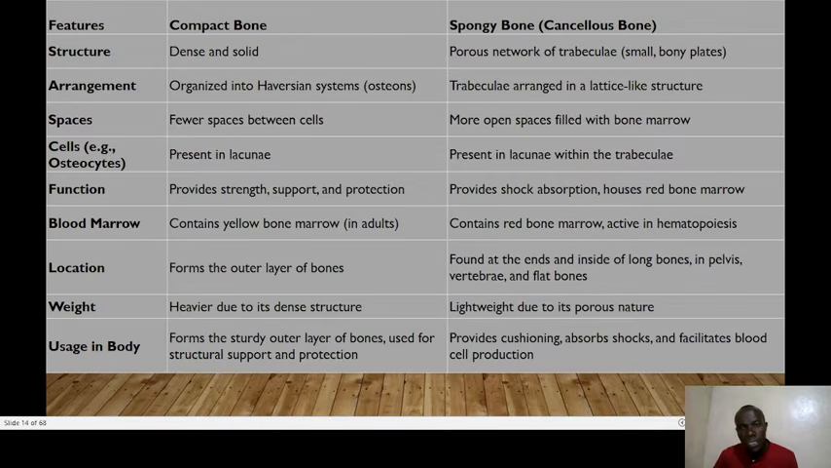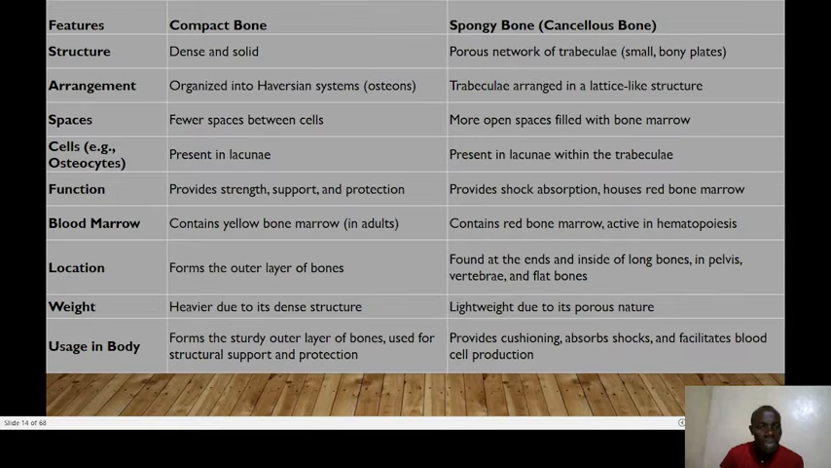Spongy bone is present in lacuna with the trabeculae. Compact bone provides strength, support, and protection, whereas the spongy bone provides shock absorption and houses red bone marrow. Compact bone contains yellow bone marrow in adults, where it stores the glycerides, whereas the spongy bone contains red bone marrow that is normally active in hematopoiesis.